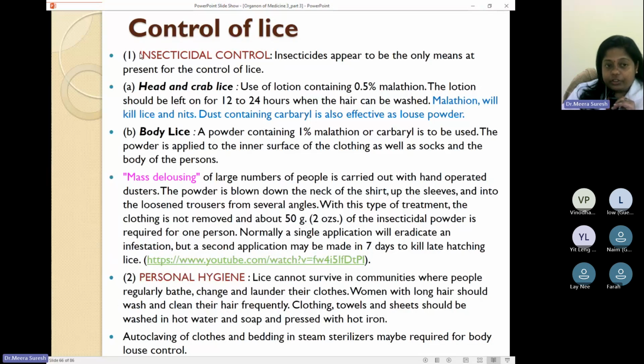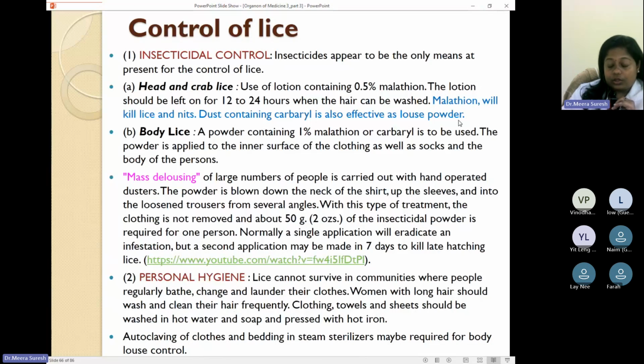After insecticidal control, the best method will be personal hygiene. Lice cannot survive in communities where people regularly bathe, change, and launder their clothes. Women with long hair should wash and clean their hair frequently. Clothing, towels, sheets, etc. should be washed in hot water and soap and pressed with a hot iron. Autoclaving of clothes and bedding in steam sterilizers may be required for body lice control. So maintenance of personal hygiene is very important to control the lice.